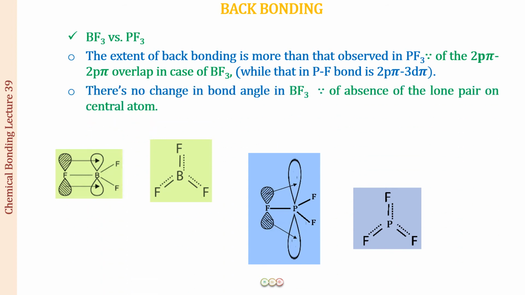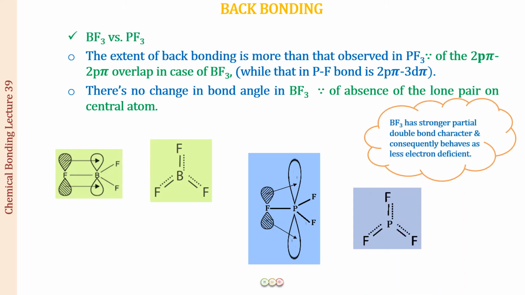Next we talk about the bond angles. So here there is going to be no change in the bond angles in BF3 because there is no lone pair of electrons, whereas in the case of the PF3 molecule there is a lone pair of electrons. So there will be a change in bond angles as well, as you have seen earlier. So just what you have to remember here is that BF3 has a stronger partial double bond character, and consequently it is going to behave as a less electron deficient molecule in comparison to PF3.